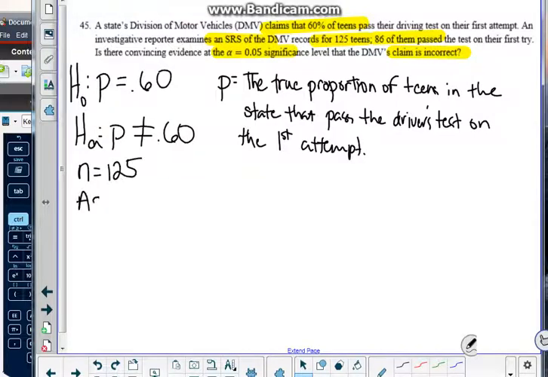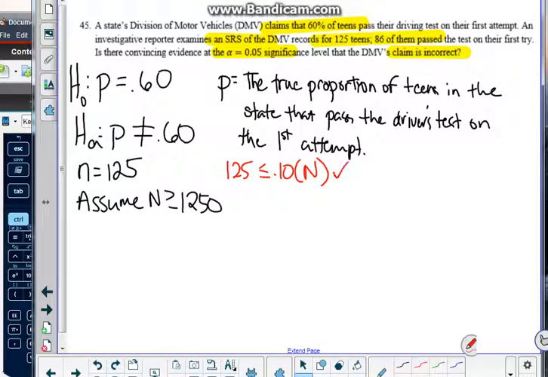I'm going to assume that N is going to be at very least 1,250. So that means my 10% condition is satisfied. N is going to be less than 0.10 of capital N, and I'm even going to be a little bit more specific here, just for kicks, and say that 125 is less than 10% of capital N. Okay? This also was an SRS of 125, so not only is my 10% condition satisfied, but we had an SRS of 125 teens, and that's checked off.